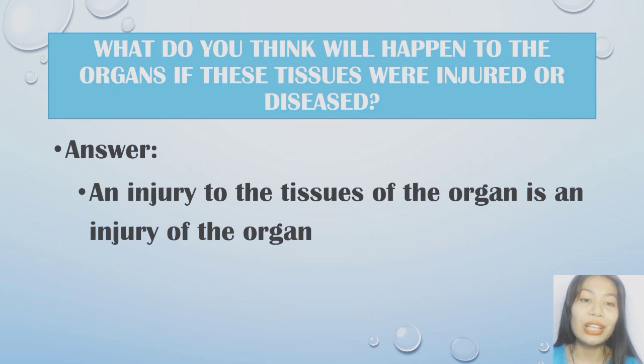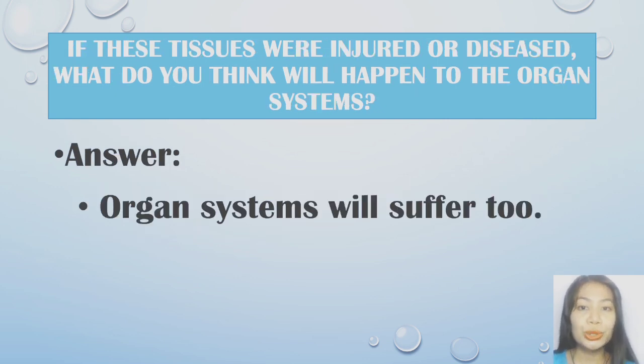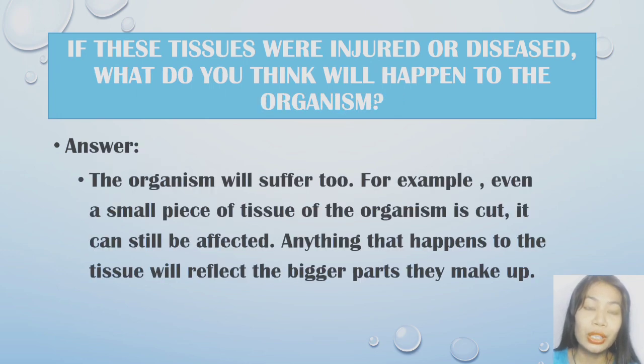What do you think will happen to the organs if these tissues were injured or diseased? Okay, so an injury to the tissues of the organ is an injury of the organ. If these tissues were injured or diseased, what do you think will happen to the organ system? Okay, so the answer for that is organ systems will suffer too. If these tissues were injured or diseased, what do you think will happen to the organism? Okay, so the organism will also suffer.